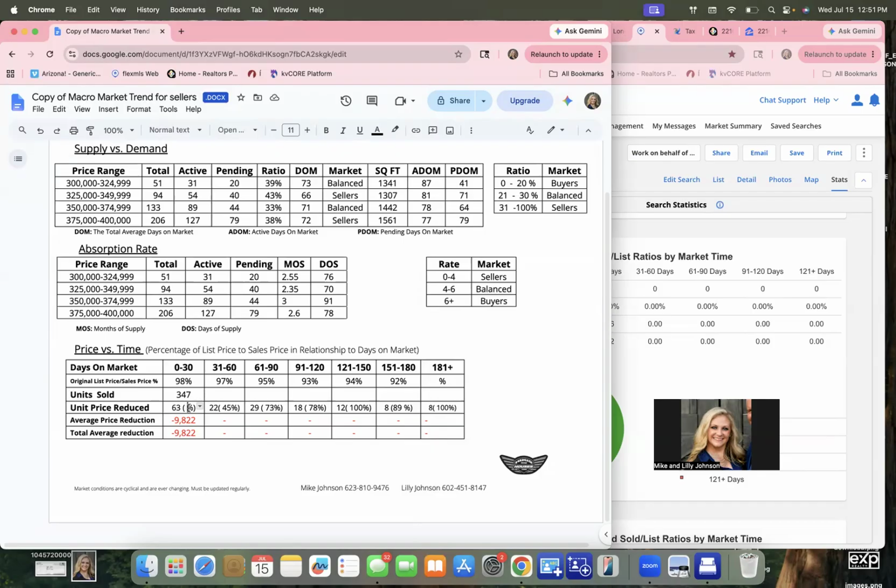I'm trying to remember how to do this. I think it's 347 divided by 63, or the other way around. Nope, that's not right. Okay. 63 divided by 347. Yeah, that's right, and that's 18%. So 18% had a price reduction within the first 30 days. That closed within the first 30 days. That was the average price reduction.